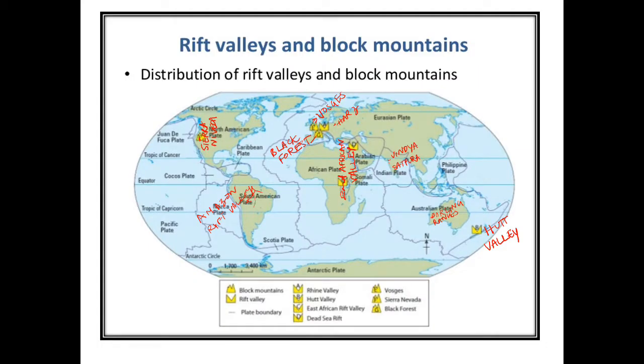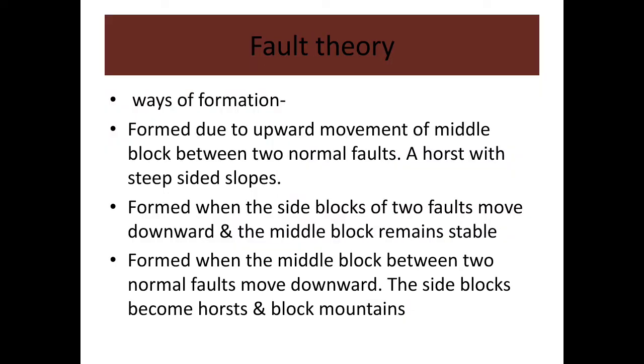Here are some examples. Sierra Nevada, which is in North America; Harz, which is in Germany; and Vosges and Black Forest, which are in Europe; the Amazon Rift Valley, which is in South America; Vindhya and Satpura ranges in Asia, in India; the East African Rift Valley; and the Darling Ranges, which are block mountains in Australia. So these are some examples of rift valleys and block mountains.